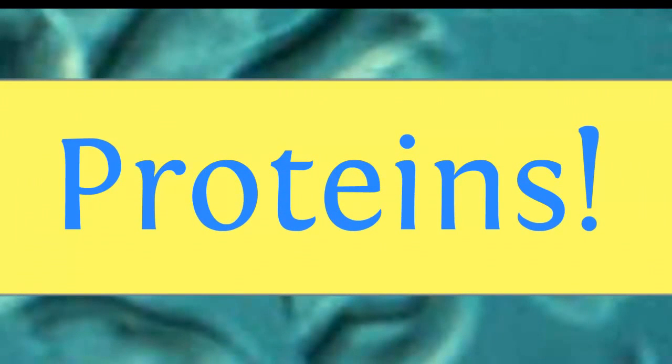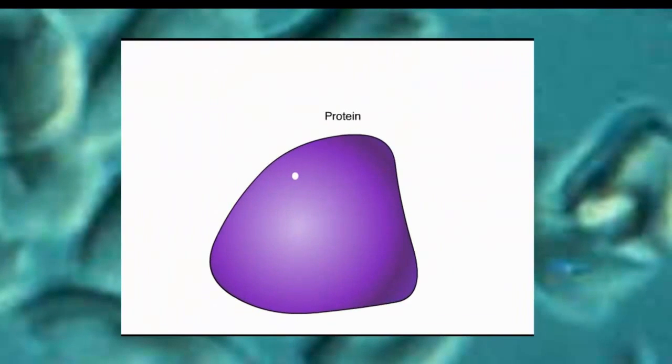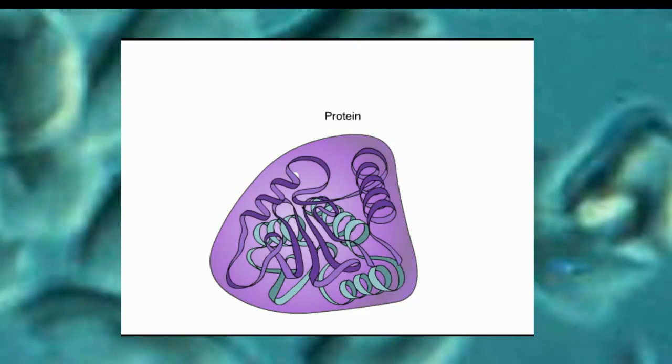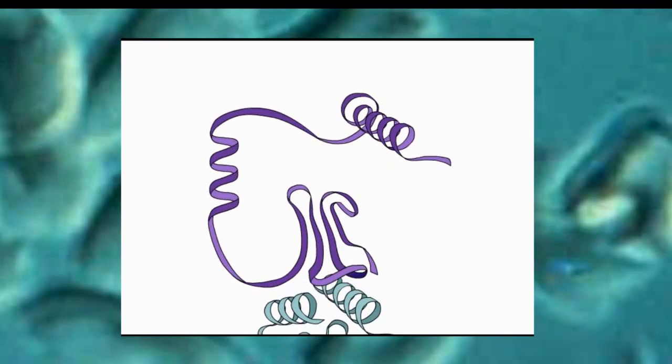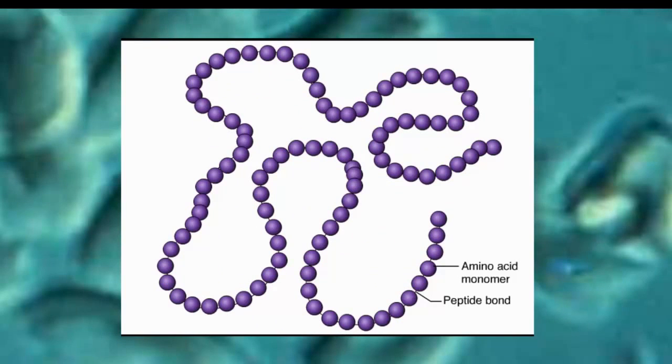Our third molecule is proteins. To start us off, let's look at how proteins are folded. Most proteins are folded into a complex globular shape. Each protein molecule consists of one or more chains of amino acid monomers. The amino acids are linked by peptide bonds, so a protein polymer is often called a polypeptide. Because they are so complicated, proteins are usually described in terms of 4 levels of structure.